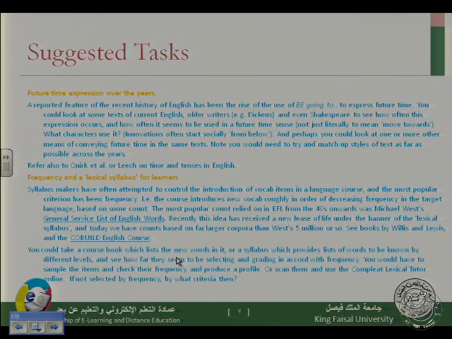You could take a course book which lists the new words in it. There are some textbooks that list the new words at the end of the textbook, or maybe at the beginning. You can take all of these words and then check them in the corpus just to make sure that these words are highly frequent words in English or not. So you have different ways to use a corpus. These are just some suggestions.